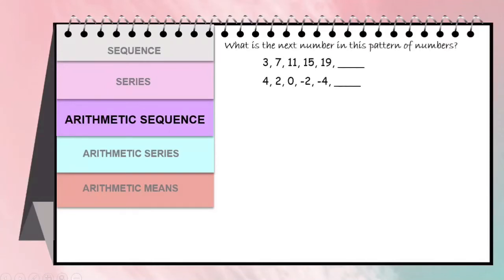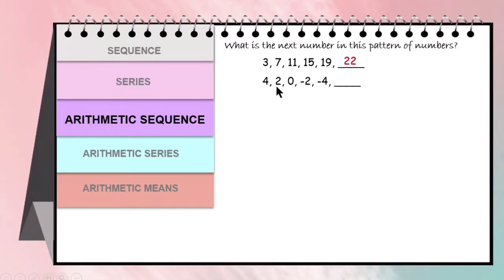What is the next number in this pattern of numbers? In the first sequence, we noticed that 4 is added to the first term 3 to get the next term 7. We always added 4 to get the succeeding number. Hence, after 19, the next number is 22.